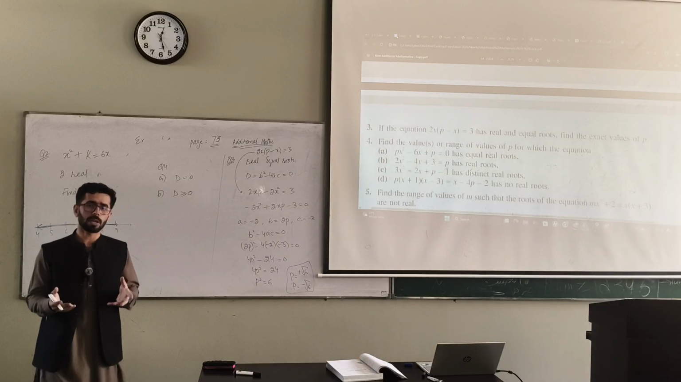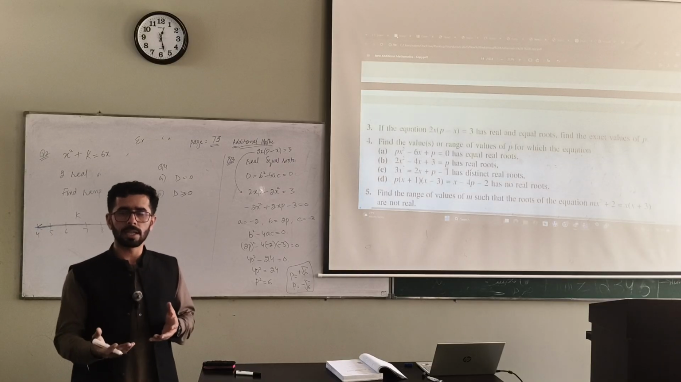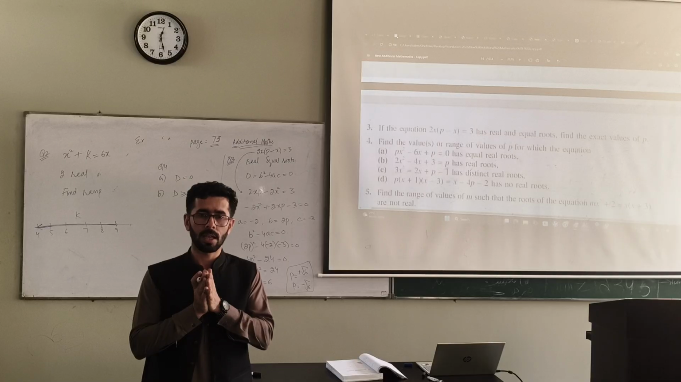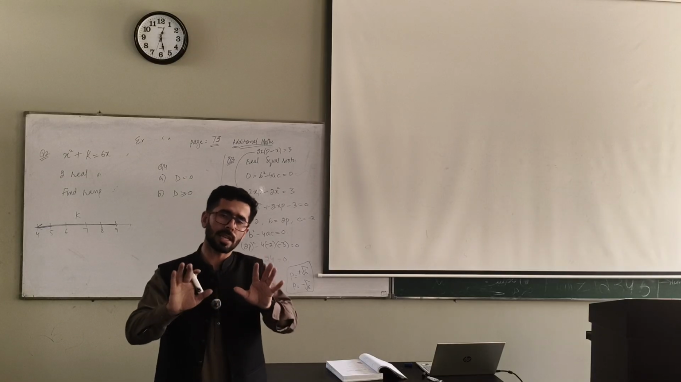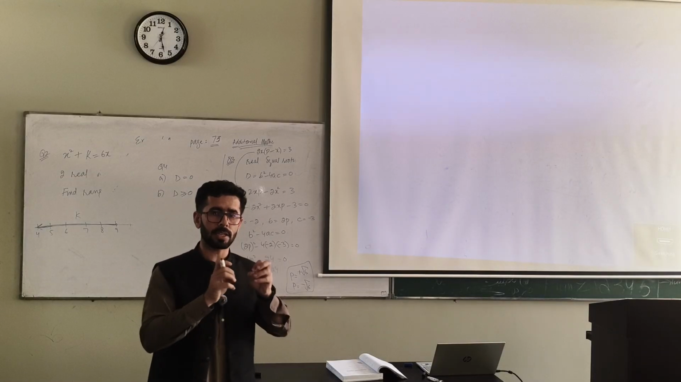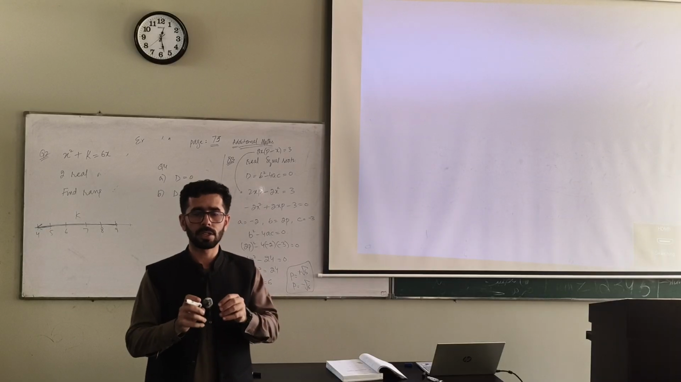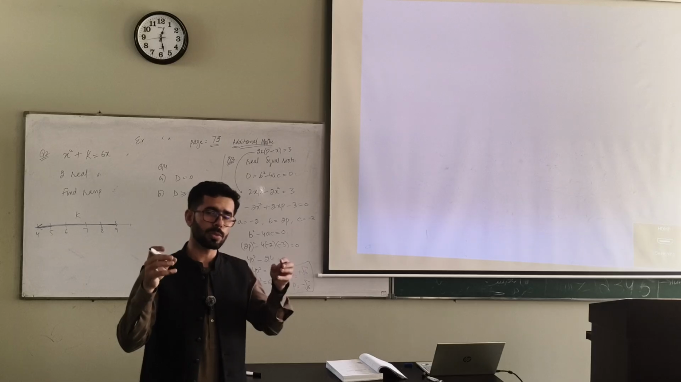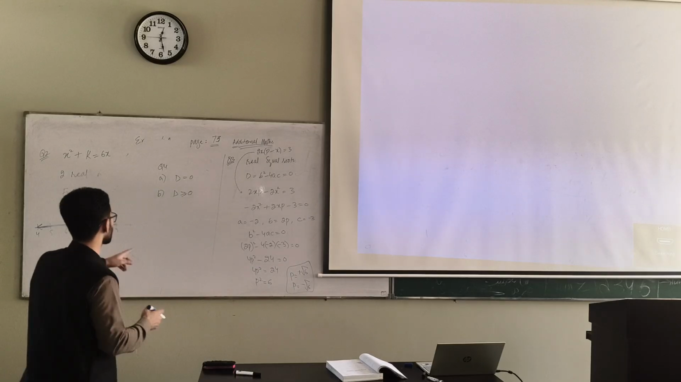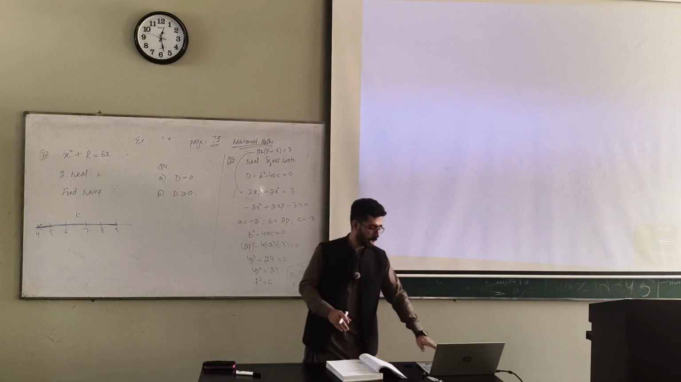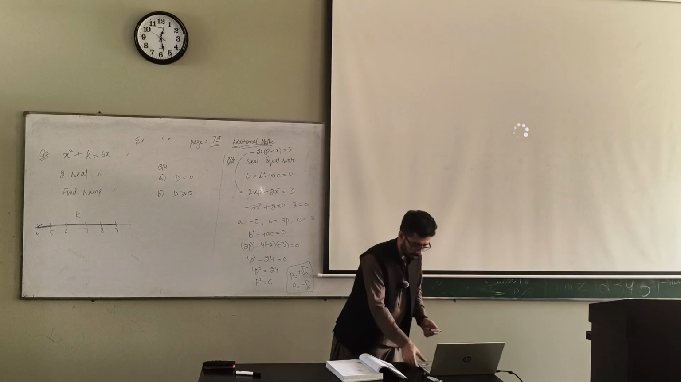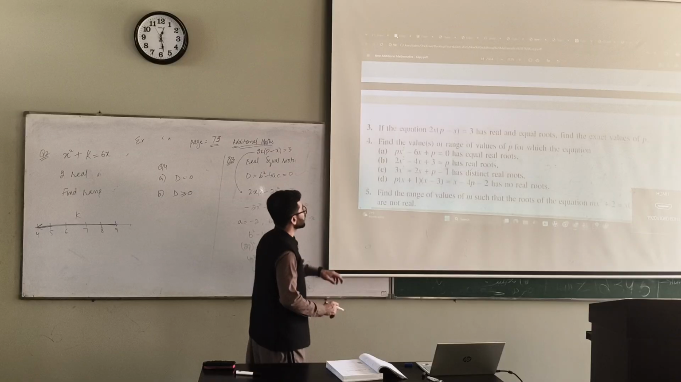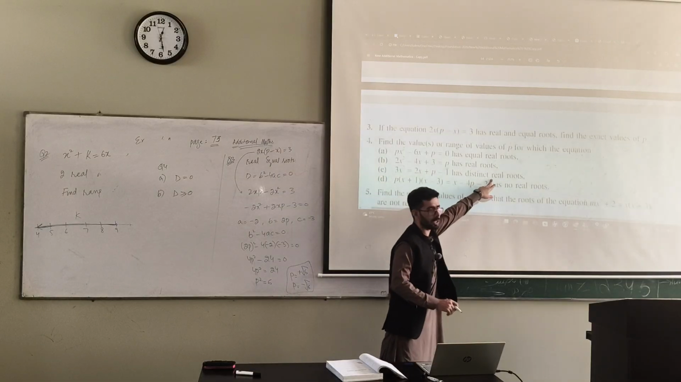So since we don't know whether they are real repeated or real different roots, we will take both conditions and merge them. Whenever the question just says it has real roots, without fixing whether real equal or real different, you would always choose both of the cases and merge them. So we will use the discriminant bigger than or equal to 0. It will again give us some range of the values for p. We'll find that.